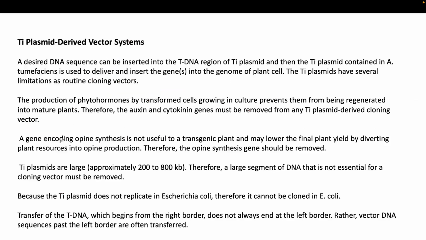The next one is that the gene encoding opine synthesis is not useful to a transgenic plant and may lower the final plant yield by diverting plant resources into opine production. Therefore, the opine synthesis gene should be removed. Okay, because opine is required by the Agrobacterium tumefaciens, right? Not by the plant cell.